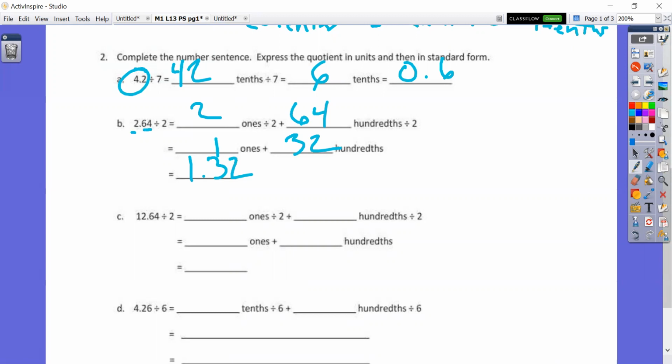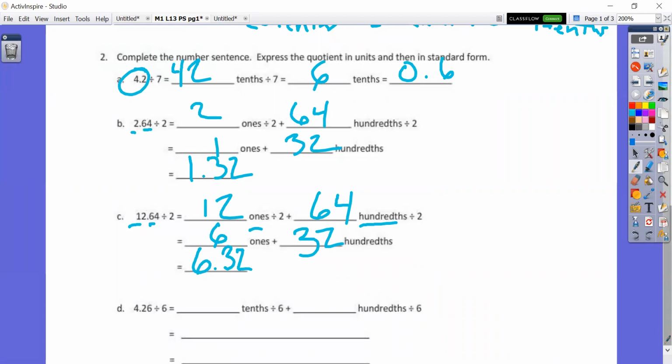Again, you can see that they want us to convert on C, or decompose, into two different units. It wants us to use ones and hundredths. So it's 12 ones and 64 hundredths. And we're dividing both of those by two. So 12 divided by two is six. 64 divided by two again is 32. So we have six ones and 32 hundredths. Great job. This is why I really love unit form, because it simplifies it for our brain.